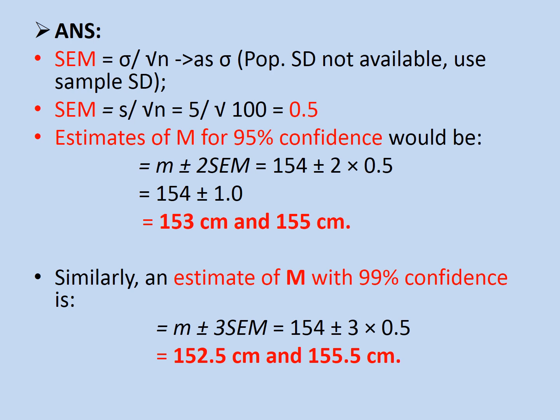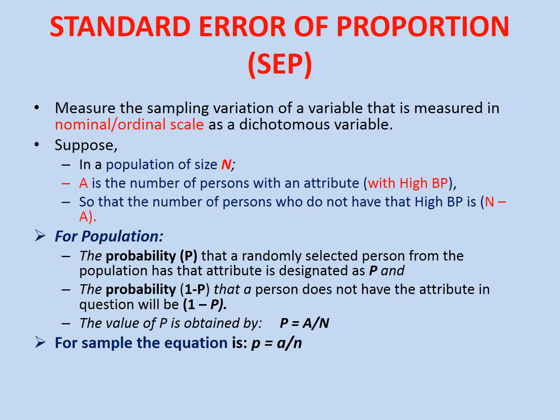If you do not understand, hear it again so that the concept will be clear about the use or utility of the standard error of mean in predicting or in estimating the population mean, that is the capital M. So far we have completed the part of standard error of mean. Now let's start with the second part of today's session, which is about the standard error of proportion.